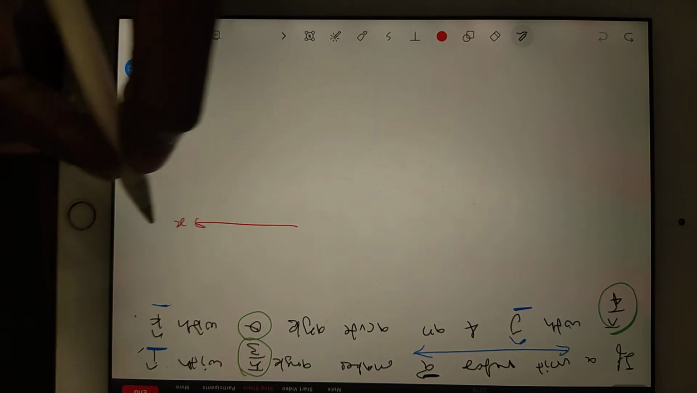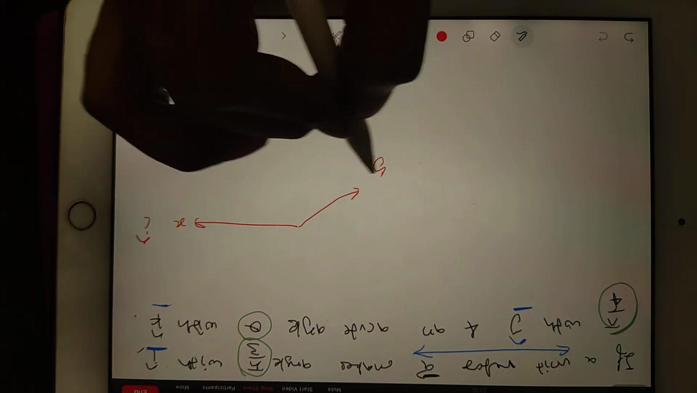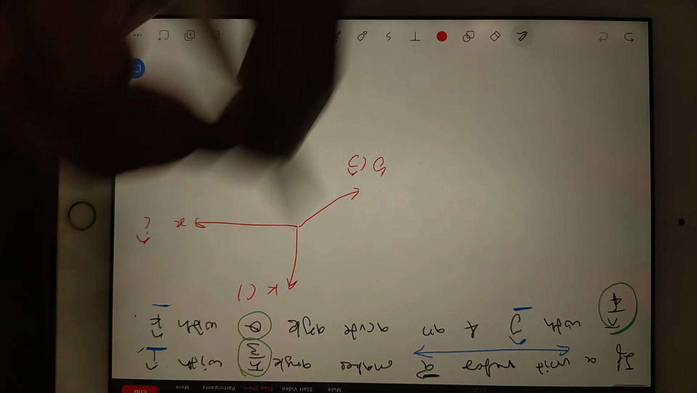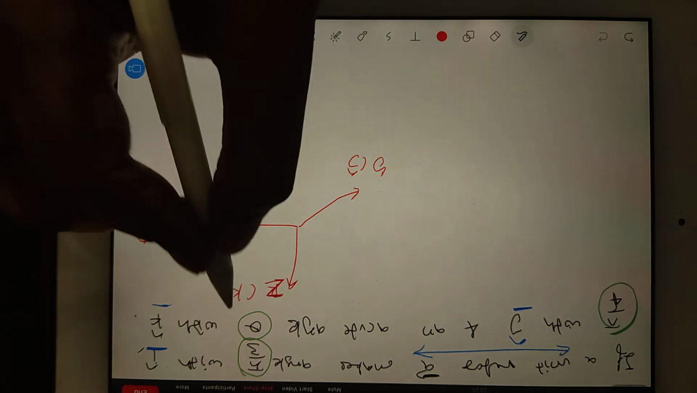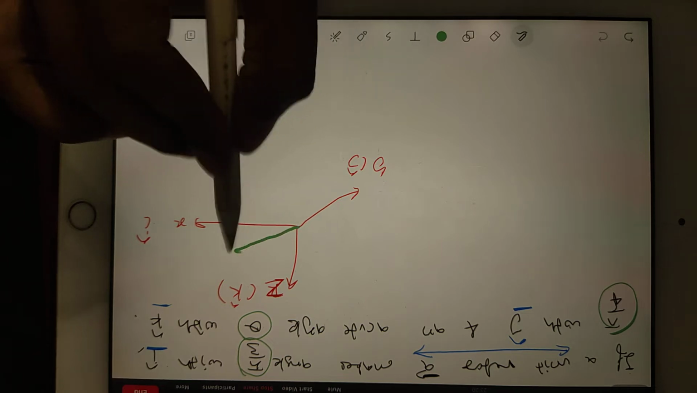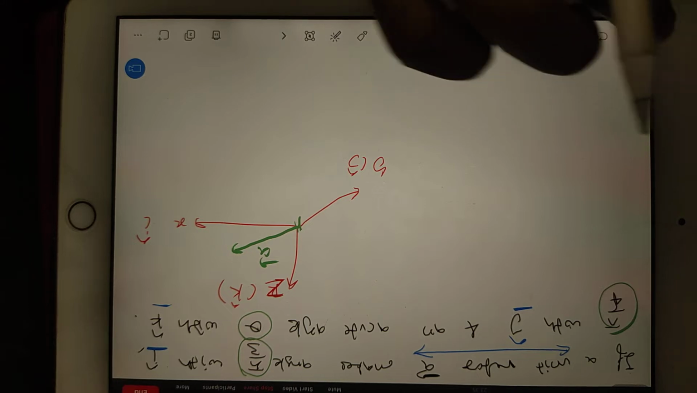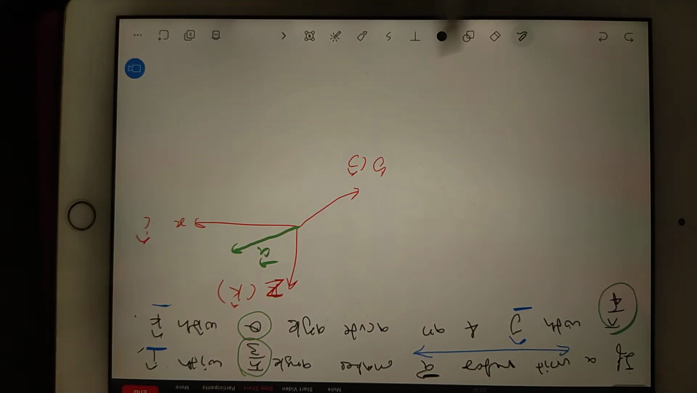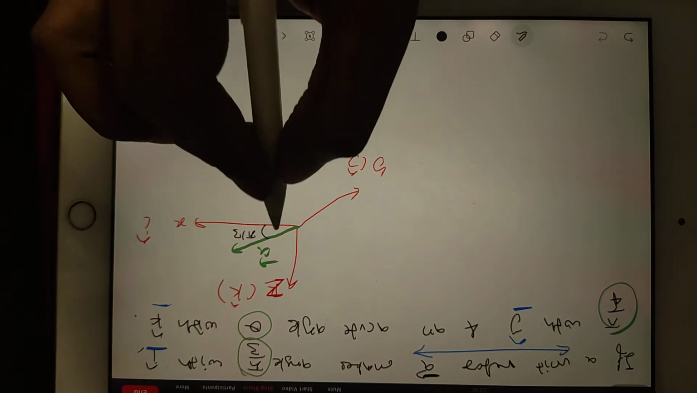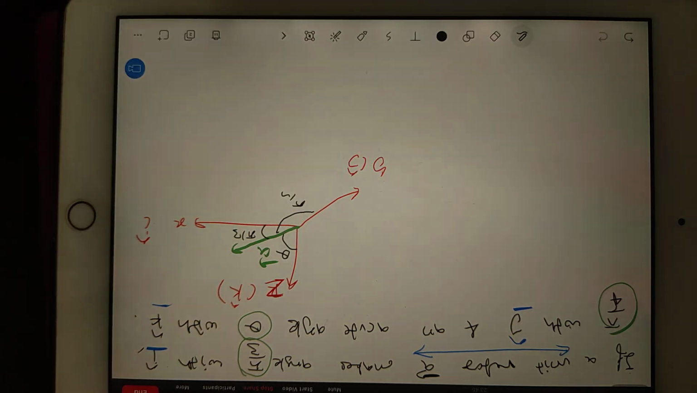This is your x-axis which is represented by i cap, and suppose this is your y-axis which is represented by j cap, and this is your z-axis represented by k cap. Now I have some unknown vector. The name of the unknown vector is vector a, and the length of this vector is unity, that's why it is a unit vector. Now this vector a is making angle pi by 3 with i, and angle pi by 4 with j, and some unknown angle theta with k.